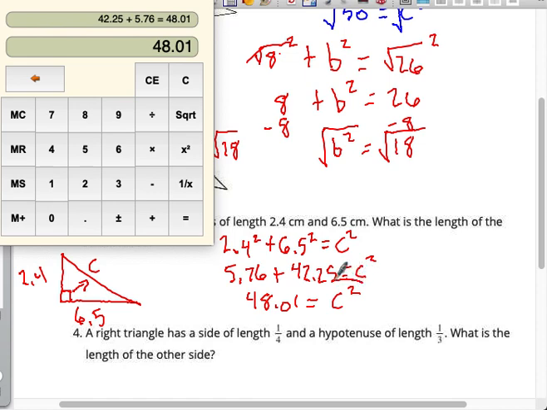Oh, the picture doesn't matter. Got to do the square root. Now, since our numbers are given to us as decimals rounded to the nearest tenth, I can approximate this one. I can do the square root, and I can say C is approximately 6.9 centimeters.